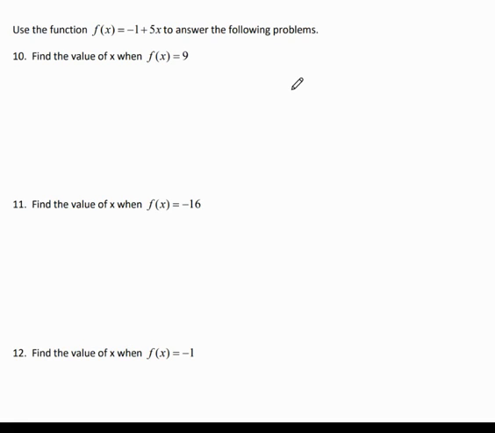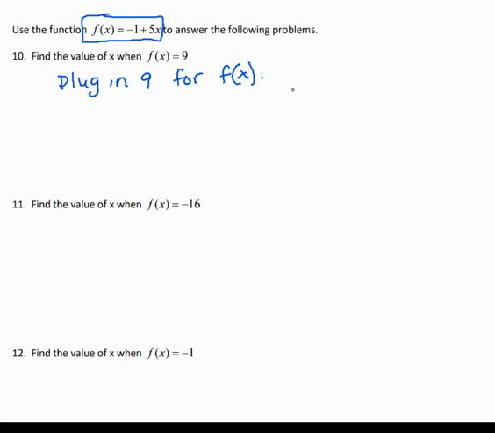Number 10 says find x. So are we going to plug in for x? No, we're going to go find x. So what this means is plug in 9 for f of x. I'm going to write that with words. Plug in 9 for where I see f of x. So in my equation here, f of x was the first thing on the left. So I'm going to put a 9 there. Equals, and I'm looking for x, so I have negative 1 plus 5x. I'm leaving x blank. I'm trying to figure out what it is. Okay, so when it says evaluate like before, we plug in for x. When it says find x, we don't plug in for x.